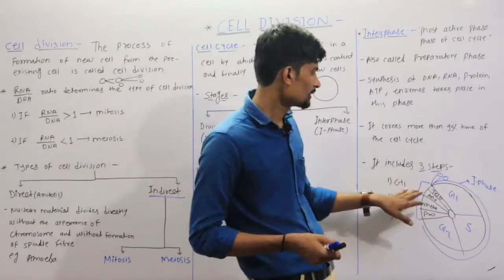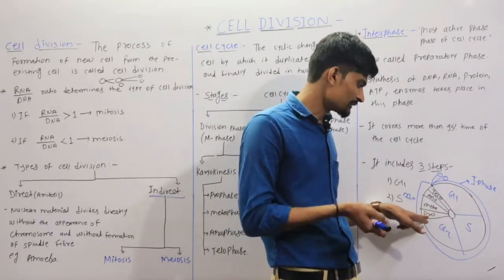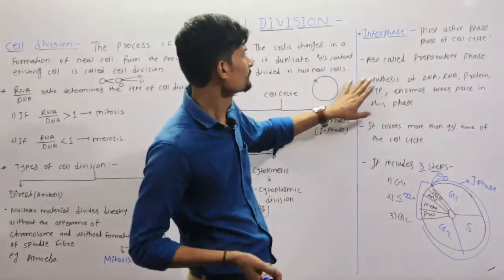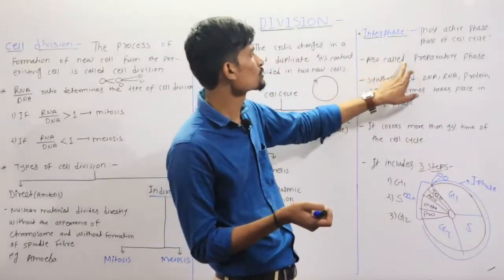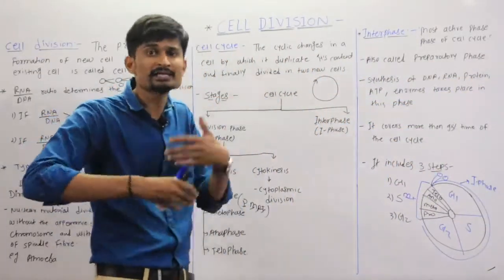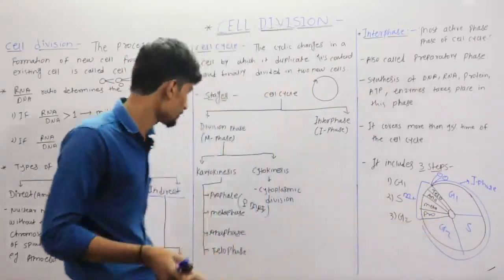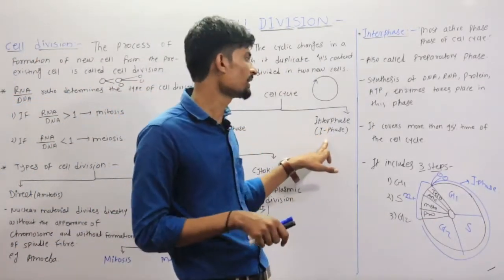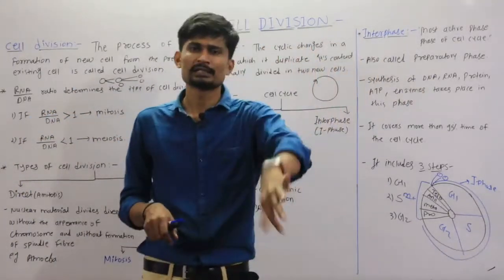So we are going to study in detail the G1 phase, S phase, G2 phase, then the division phase, that is prophase, metaphase, anaphase and telophase. This is the interphase. This interphase is also called a preparatory phase. Why is this called a preparatory phase? Because the cell prepares itself for the cell division, for the karyokinesis, that is for the mitotic phase, the division phase. The cell itself prepares during the interphase for the division phase, that is why this is called a preparatory phase.